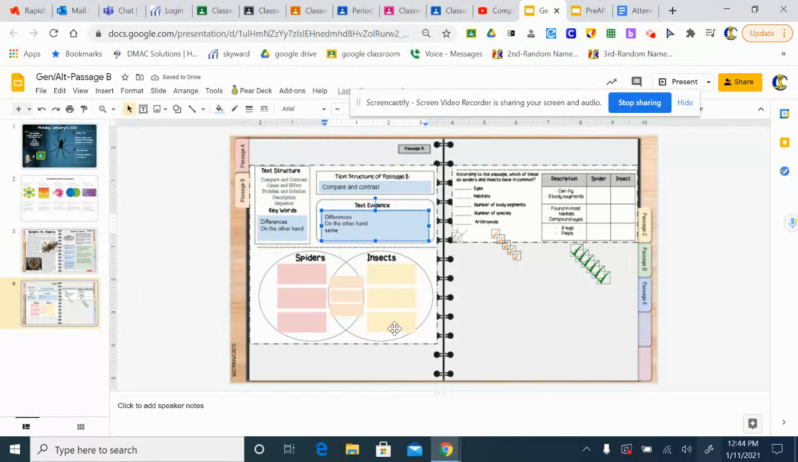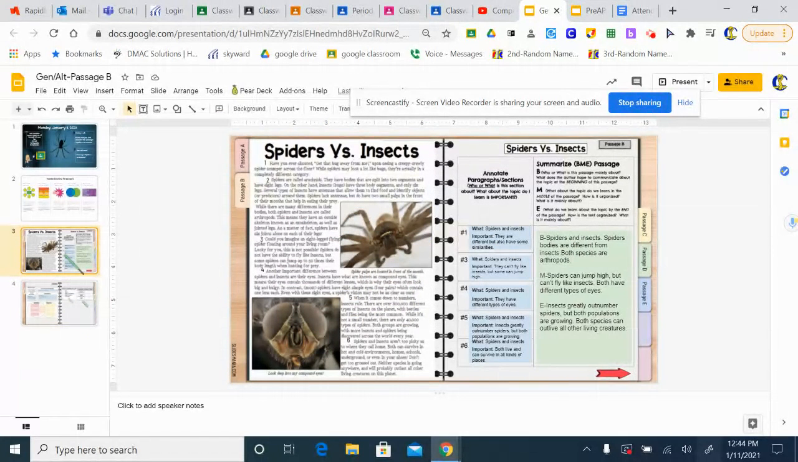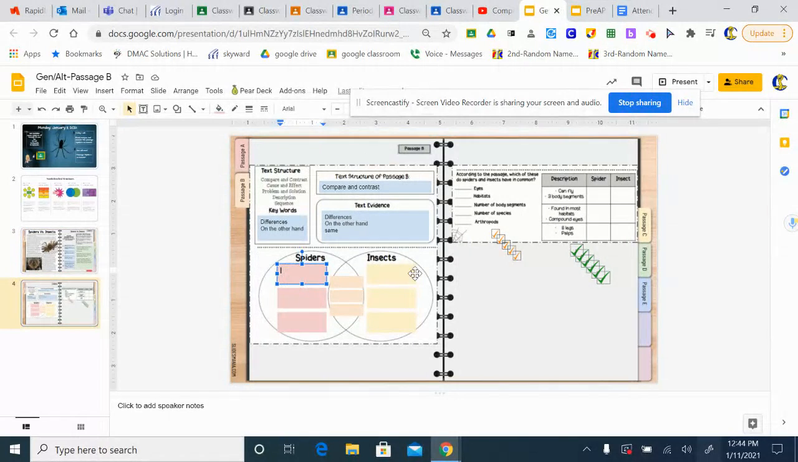On the next section, you will see the Venn diagram. In the Venn diagram, here you have three things to find that are unique to spiders, three things that are unique to insects, and in the middle, three things that make them the same. So you have to go back to the passage and find what three things make spiders unique from insects, or make it so that it only belongs to spiders. Well, first of all, spiders are arachnids. Okay, so that would be one difference. They are considered arachnids.